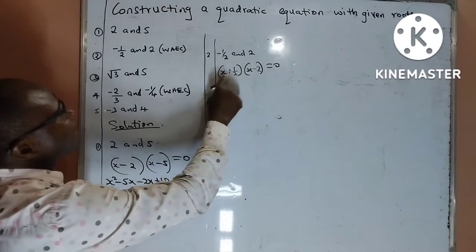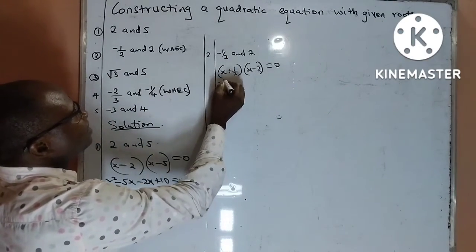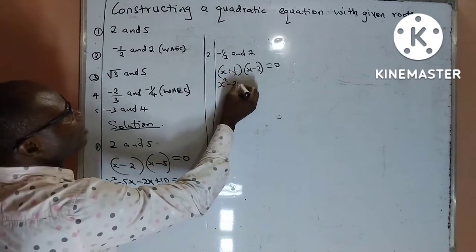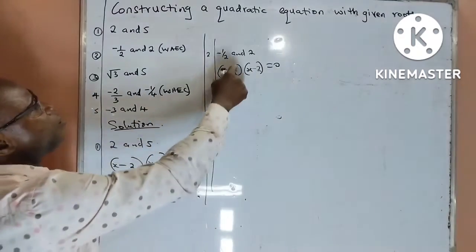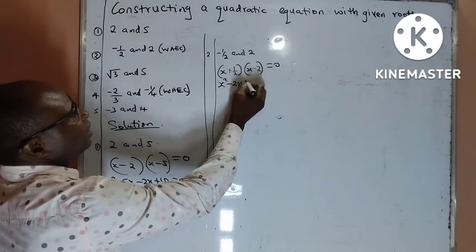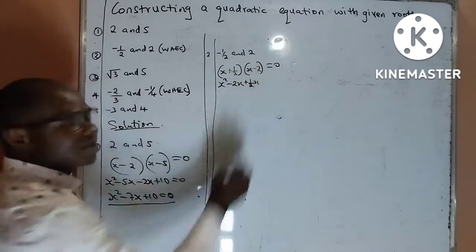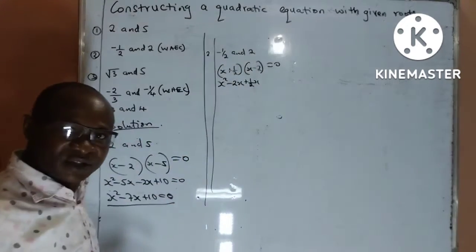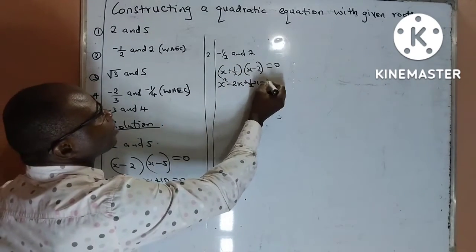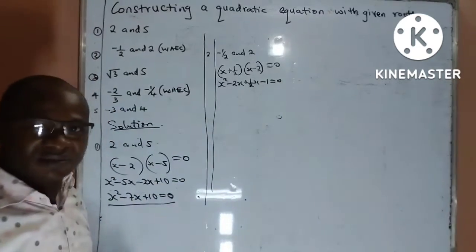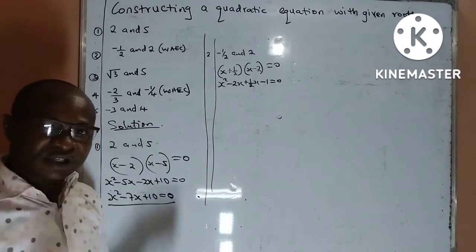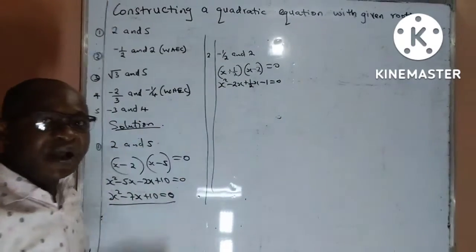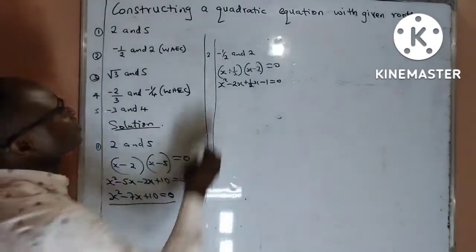Doing that, x times x will give me x raised to the power 2. X times minus 2 will give me minus 2x. 1 over 2 times x will give me plus 1 over 2x. Then, plus 1 over 2 times minus 2 will give me minus 1. Everything equal to 0. I have opened the brackets. Watch out, there is a fraction here. I want everything to be made fractions.